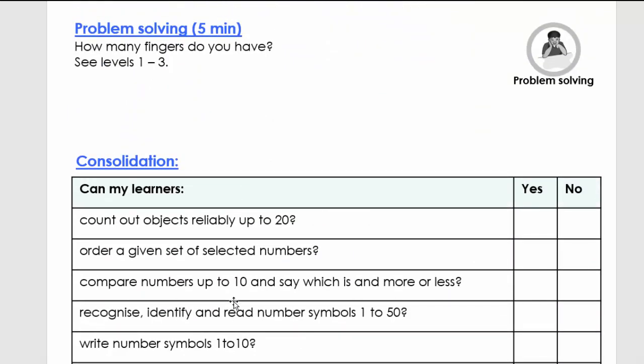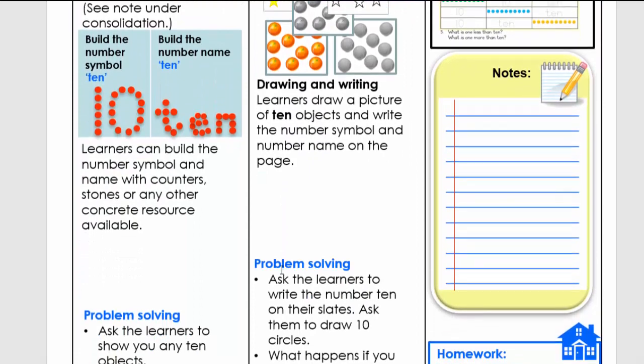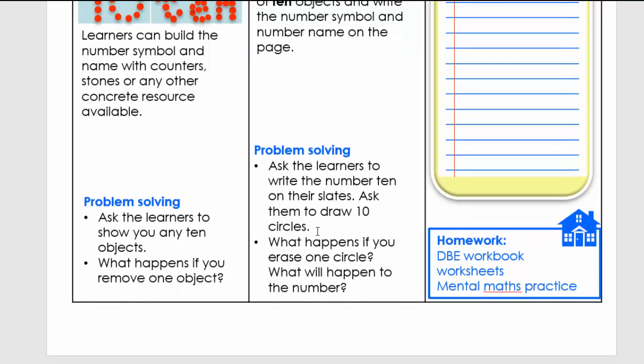Then lastly, we're going to look at the problem solving. Now for the problem solving, I'm just going to go back to our different levels. The problem solving at the bottom, we can do it concretely or we can do it on the representative level. You will know at what level your class or your children are, but it's always good to start at the concrete level and then move to the representative level, because what we want is for learners to understand mathematics.